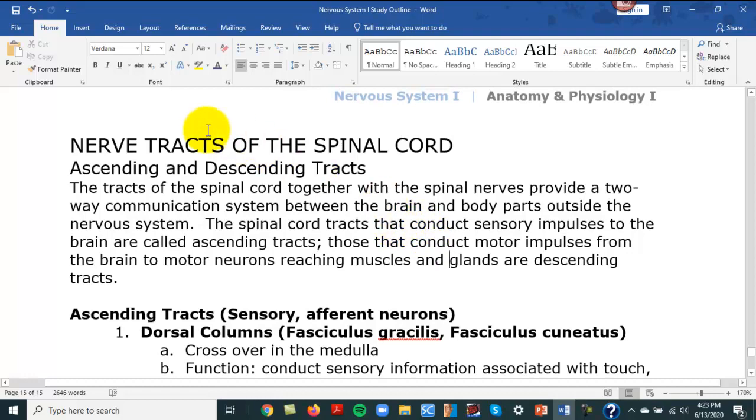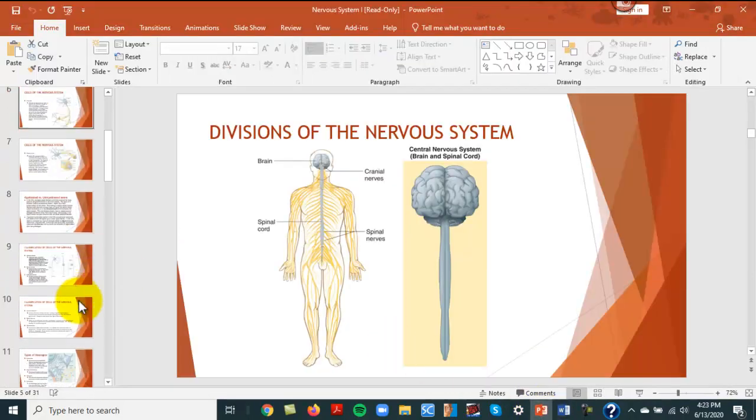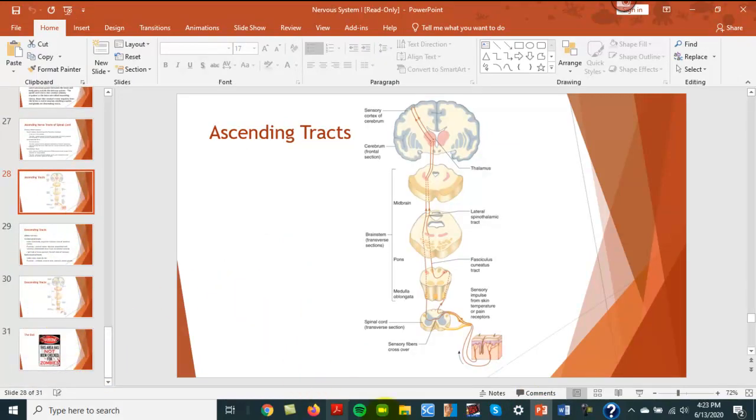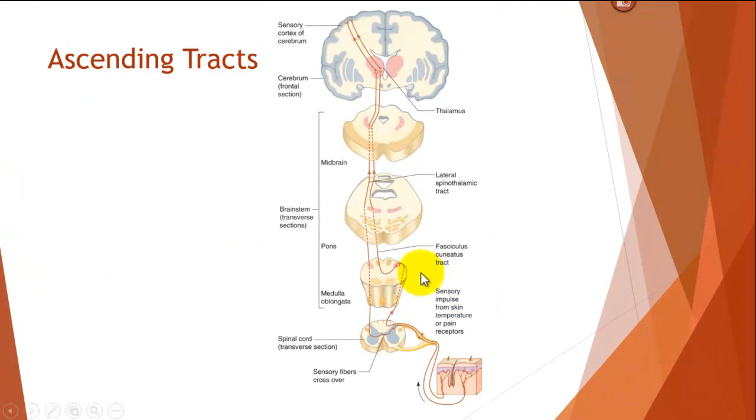So ascending, descending tracts. You're talking about the tracts that are going up and down the spinal cord, and they are myelinated. So here's our first contestant. What is an ascending tract? These are sensory. See, here's skin, and it's showing nerve impulses going into the spinal cord. Now this is spread out. It's actually the brain. Here's the medulla oblongata, which is the bottom part of the brain.